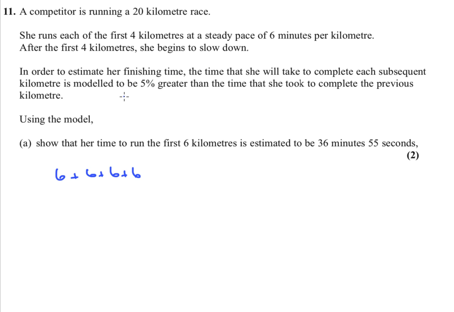And what she estimates will happen is that the time it takes her to complete the next kilometre is an extra 5% compared to the last one. So the next kilometre that she completes, the 5th one, is going to be 6 with an extra 5% added on. As a multiplier, that's going to be 1.05. If you work that out, 6 times 1.05 is 6.3.